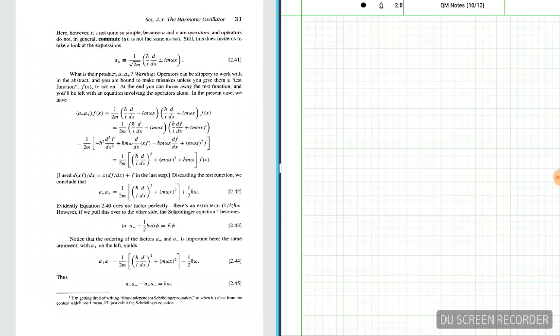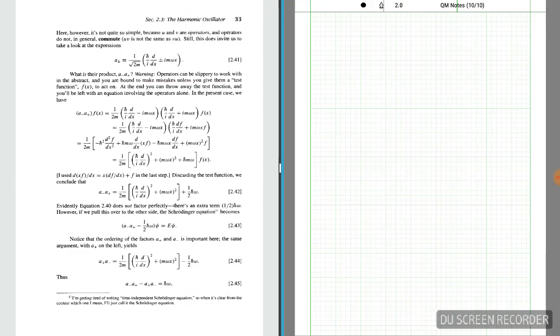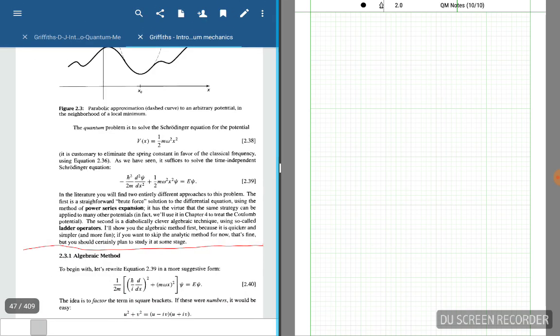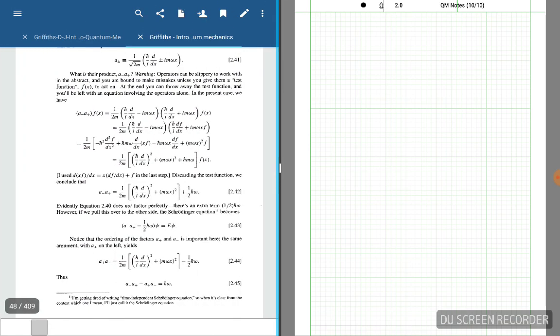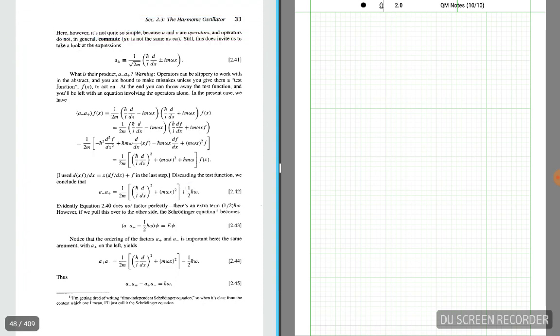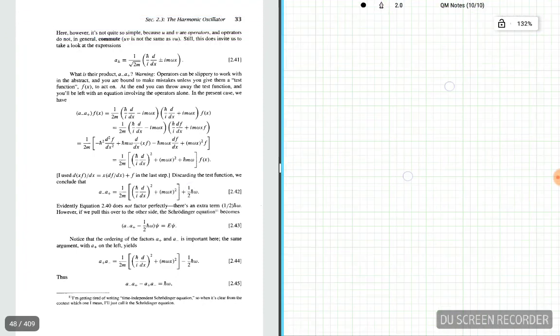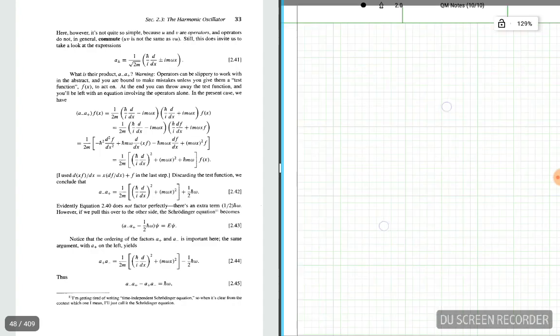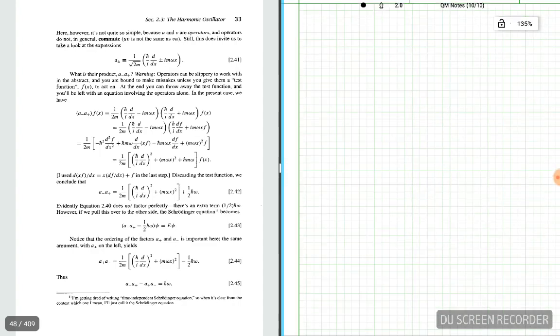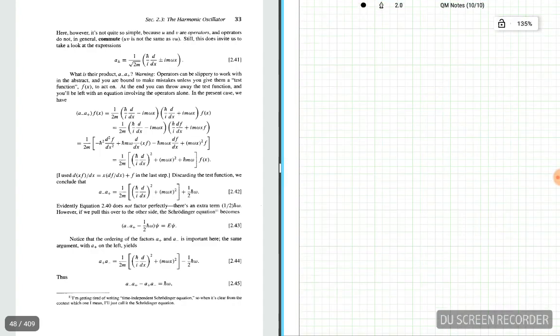Okay, this is going to be part 3 on our harmonic oscillators. So this is section 2.3.1 about the algebraic method. So last time we stopped with a couple of important results.